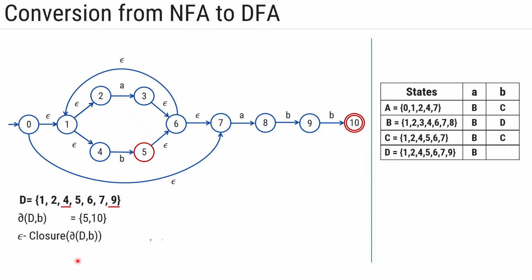Then e-closure. For this, again find out the e-closure of 5. It is already underlined. This red circle has come here, and one more, it is the e-closure of 10. So first you have to find out the e-closure of 5. I'll take the 5. From 5, without taking input, go to 6, in turn will go to 7, and also will go to 1, from 1 to 2 and 4.